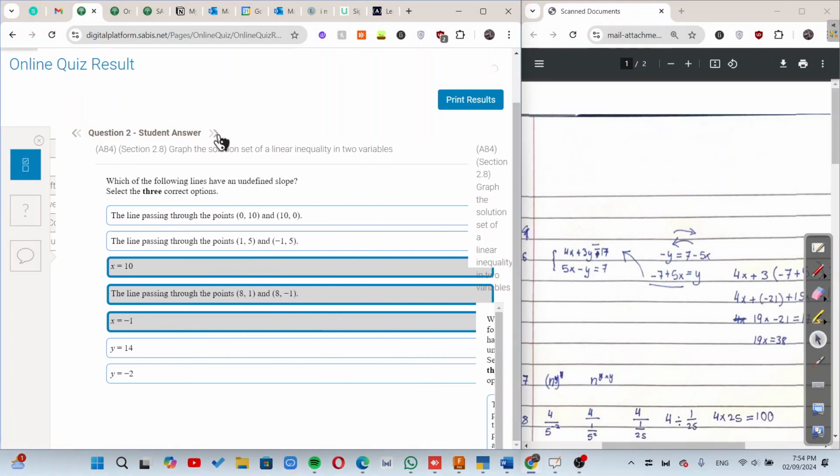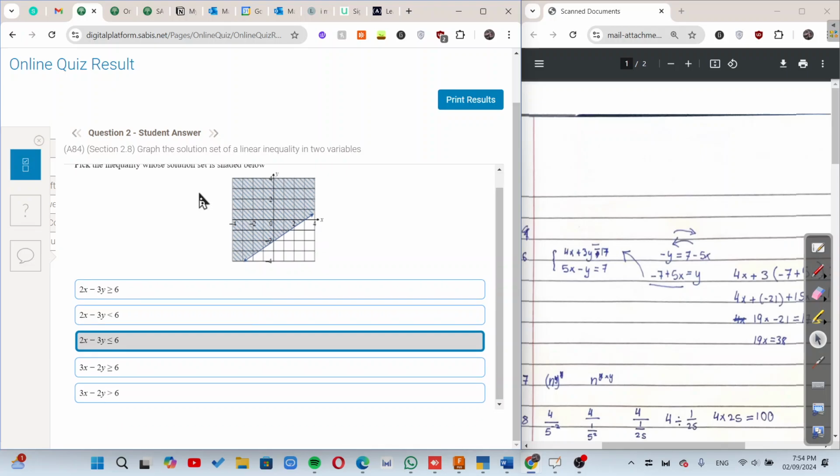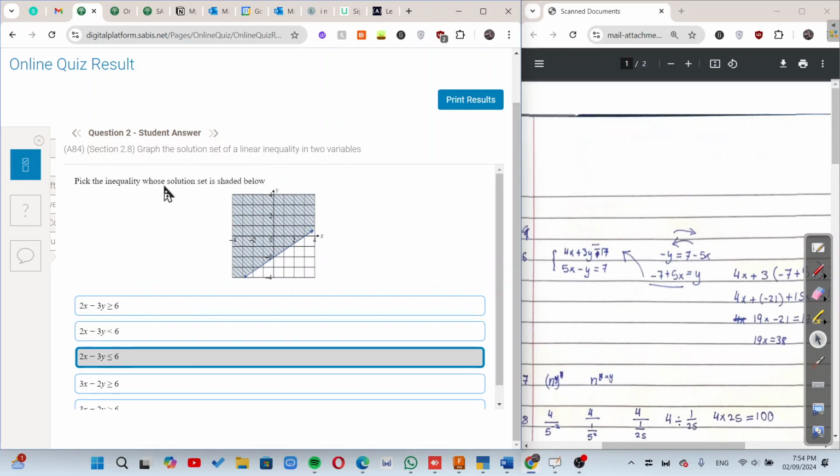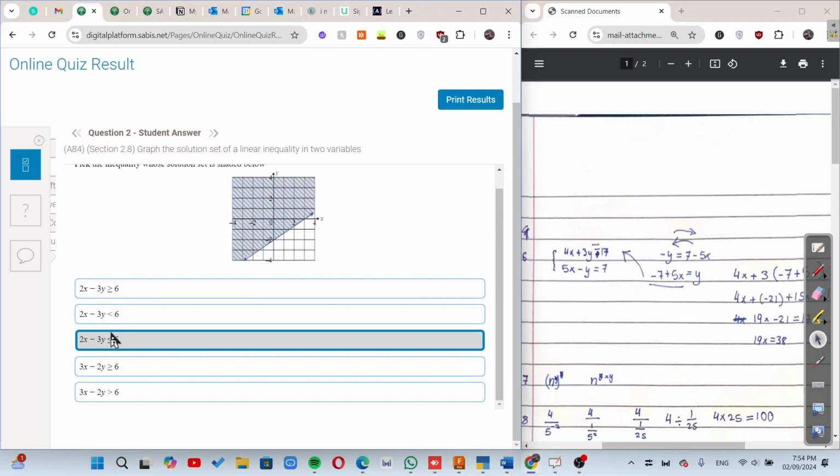Moving on to the next question. Now we have to find which inequality's solution set is shaded below. So here we can see it's shaded on this side. So we know that it's not only greater than or less than. It has to have this sign, the equal to, if it's shaded. So now how do we find which one's the correct one? We have to replace the point 0, 0 in any of these equations.